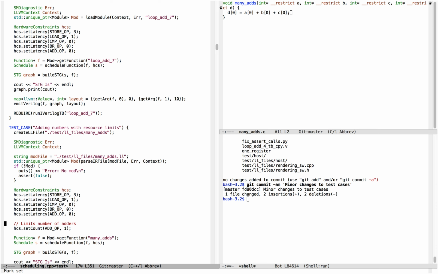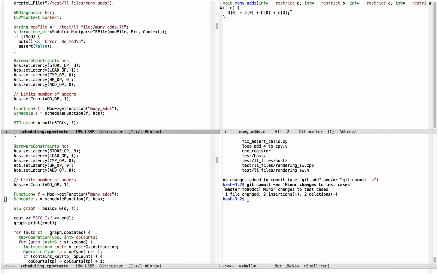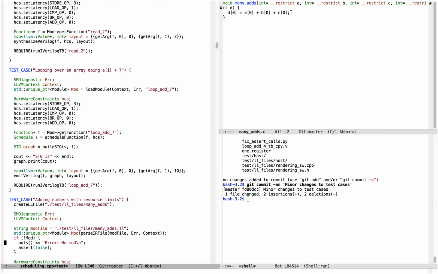And we're going to say in our hardware constraints that even though this program has to do two additions, we're only going to have one adder. So we've got to do two additions using only one adder functional unit. And the scheduler needs to be able to deal with that. And, well, if we run this program, let's just run that one test case.